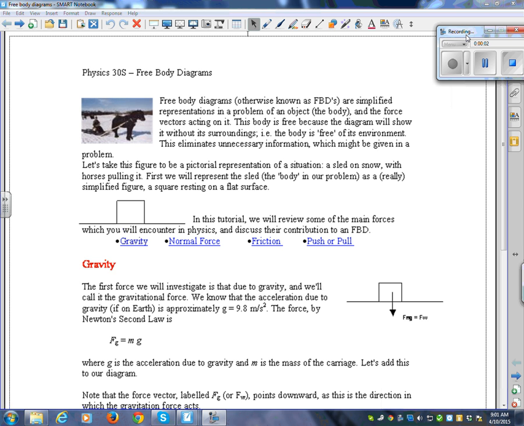So, drawing a free body diagram. Free body diagrams, otherwise known as FBDs, are simplified representations in a problem of an object, the body, and the force vectors acting on it. The body is free because the diagram will show it without its surroundings. So you don't have to spend a bunch of time drawing trees and horses and the sun and all that sort of stuff. Just get right down to the object.